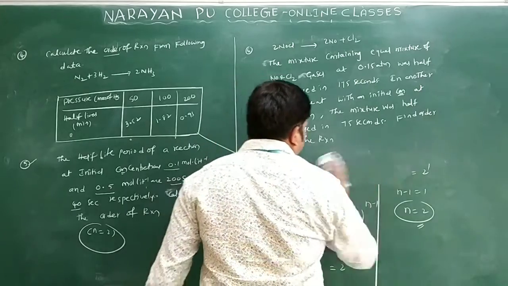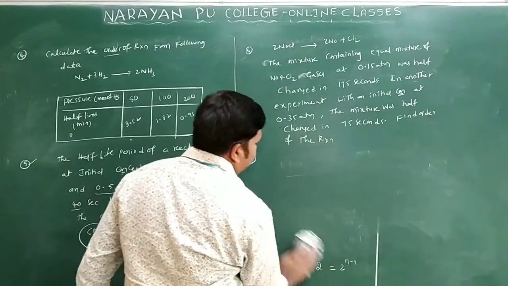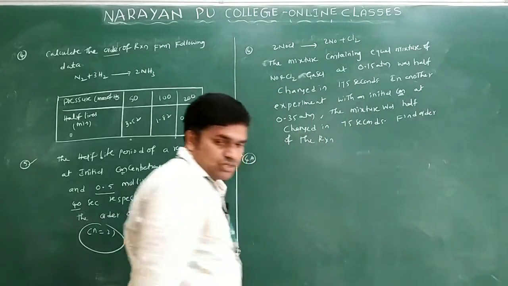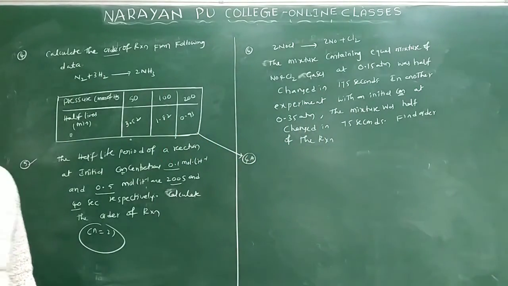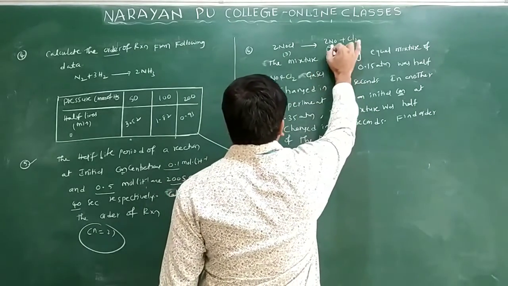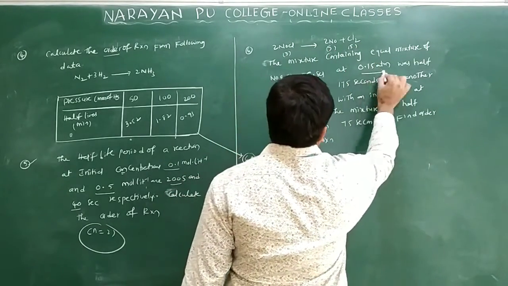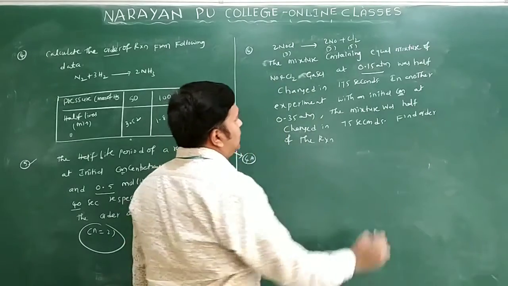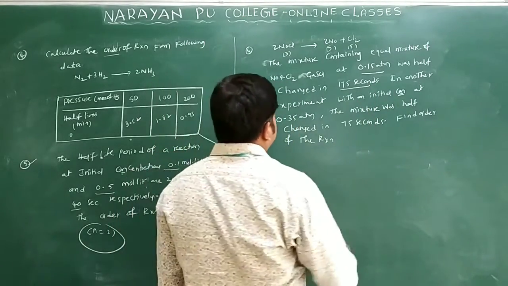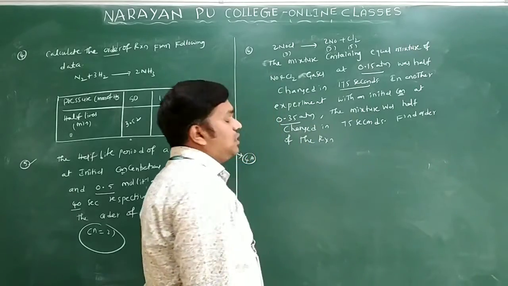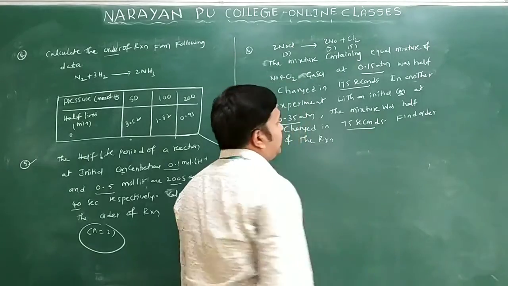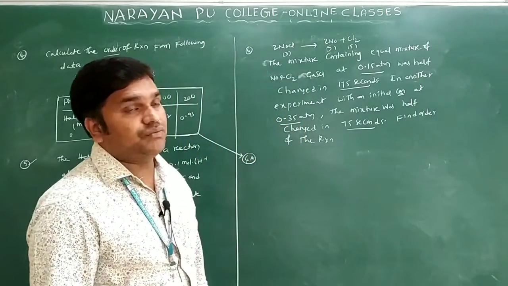So what is question number 6 here? 2NOCl gives rise to 2NO plus Cl2. These are all gases. Clear? So they have given pressures here. This is the gas, this is the gas, this is the gas. This is 0.1 atmosphere pressure, and this is the reaction time 175 seconds. And the second pressure changes to 0.35 and in what time, 75 seconds. Find the order of the reaction.